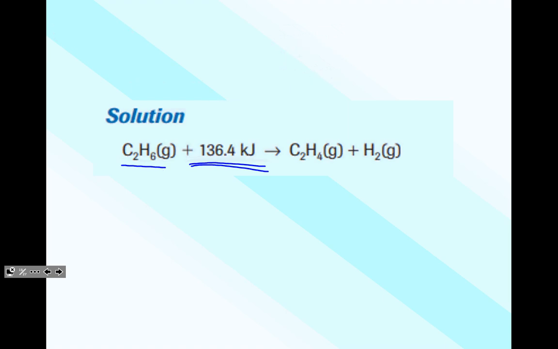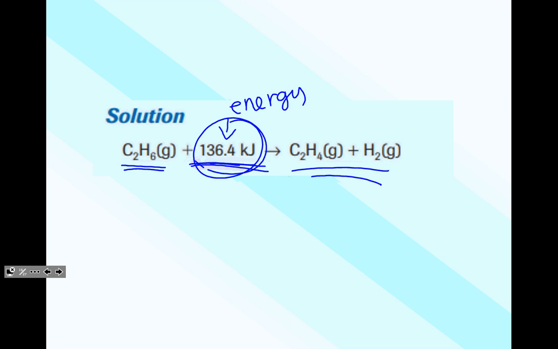So you have reactant plus reactant, which is your energy, and then you have your products. Because it's in the reactants before the arrow, we know that this is an endothermic reaction. See, not even hard.